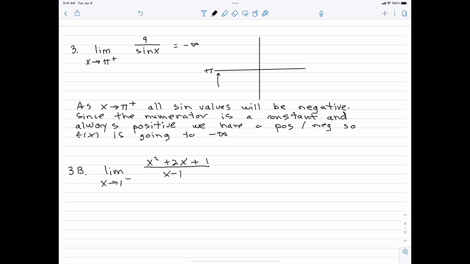Okay, so first off, I'm going to plug 1 in and see what happens. In this case, I get 1 minus 1 in the denominator. That's 0. In the numerator, I'm going to get 1 plus 2 plus 1. So I'm going to get 4 over 0. So this isn't indeterminate. So this tells me that there is going to be an issue. There is going to be a non-removable discontinuity.